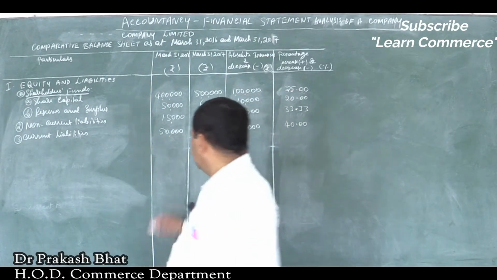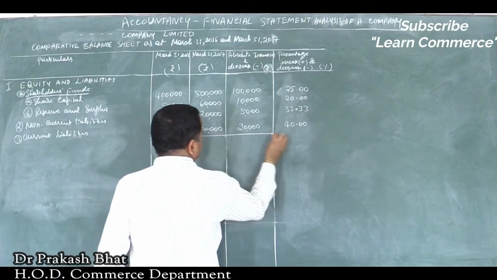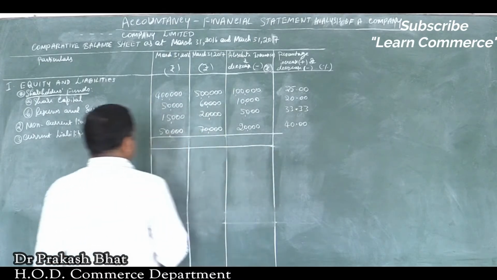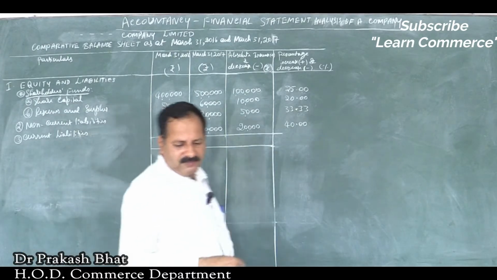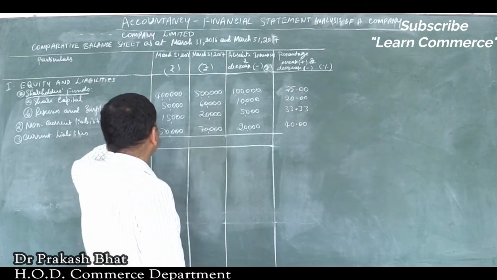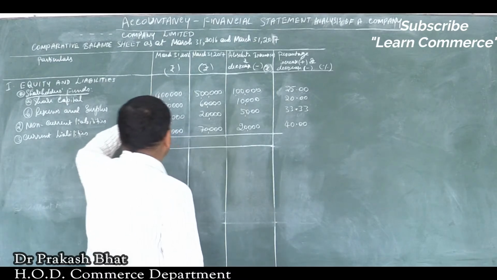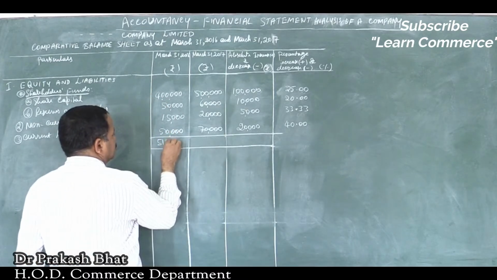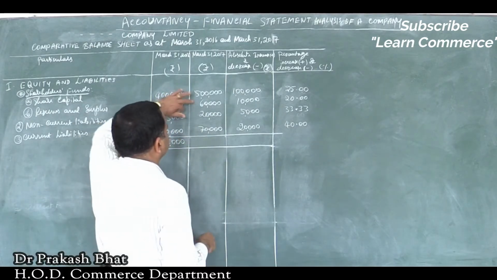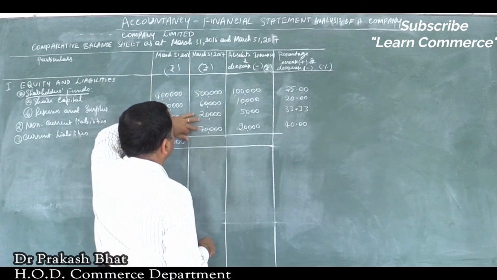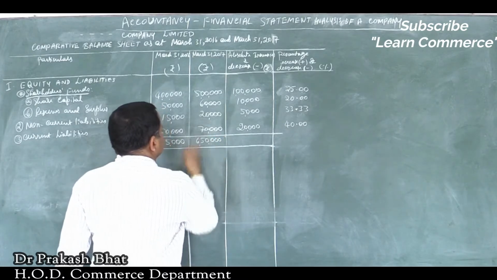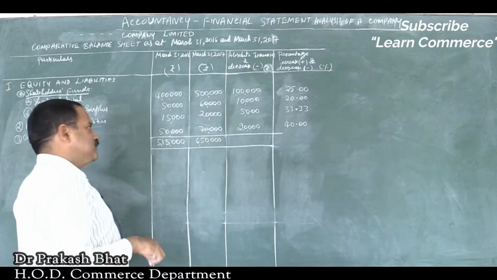Close it. Write the total. How much total is liability side? Is it given in the problem? No, it is not given. So 5,15,000, is that correct? Yes, 5,15,000. Then here 6,50,000. Is it correct? Yes.